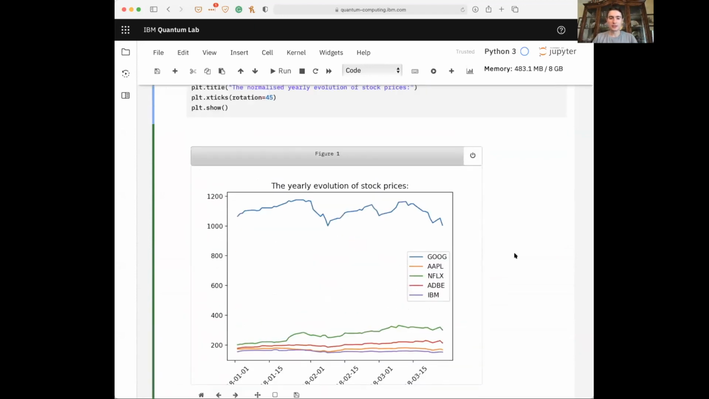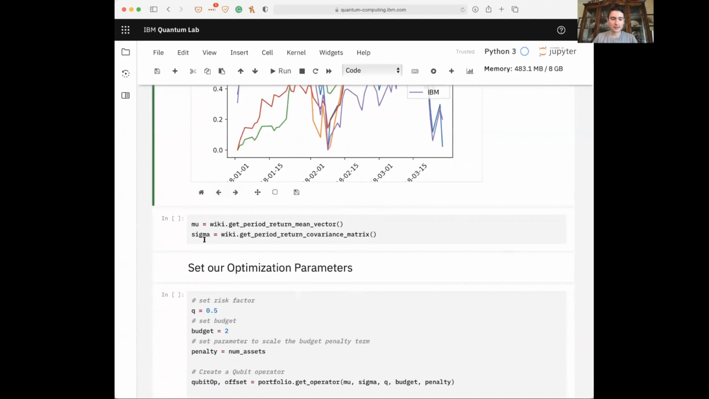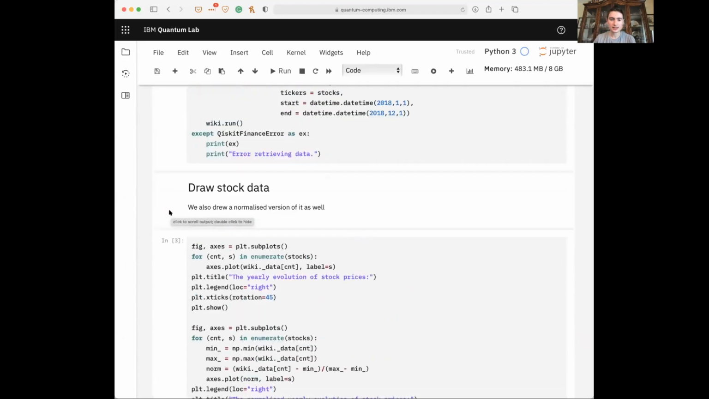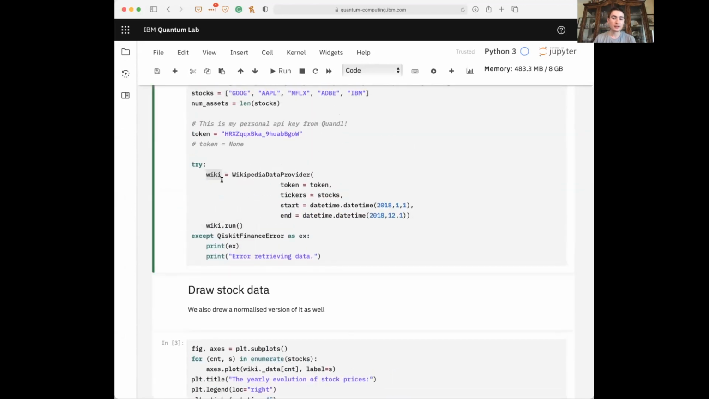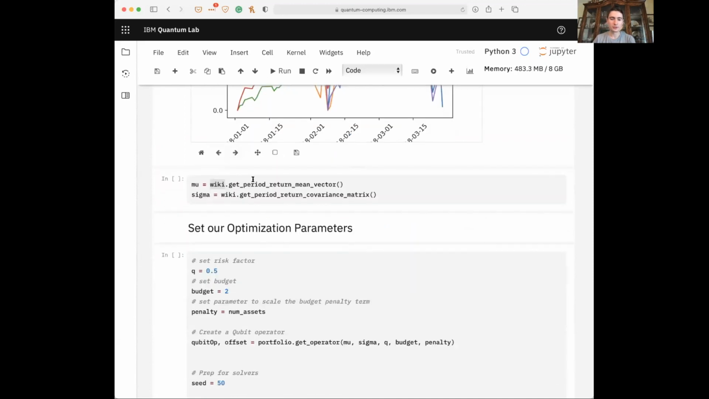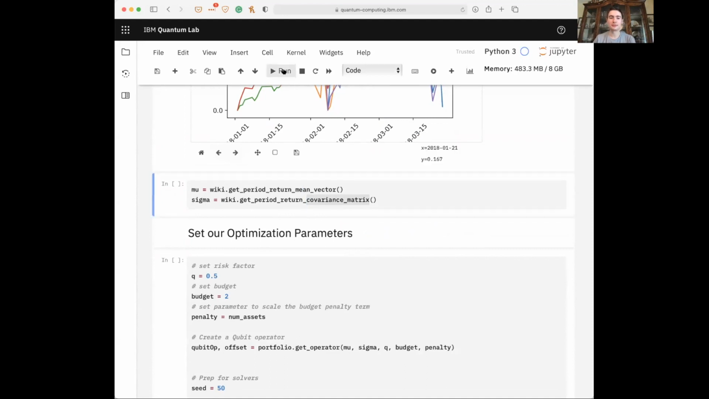All right, so once we draw out these plots, the next thing we're going to do is calculate mu and sigma. So we can see here that these are just calling some functions on wiki. And if you forget what wiki is, we can always go back to where that was defined up here. Wiki was our name for the data, right? So once we fetched all of this data, we're saving it in wiki, and then we're getting the mean vector and getting the covariance matrix. Don't really care what that means yet. So I'll just go ahead and run it.